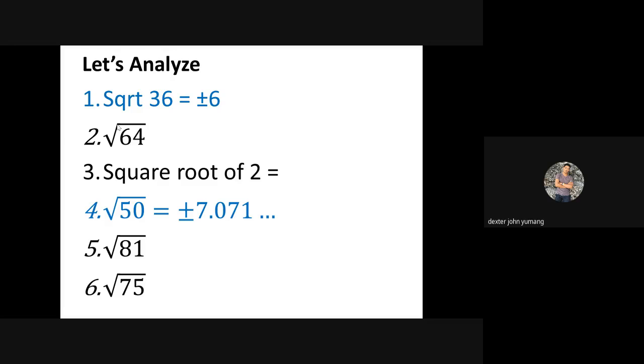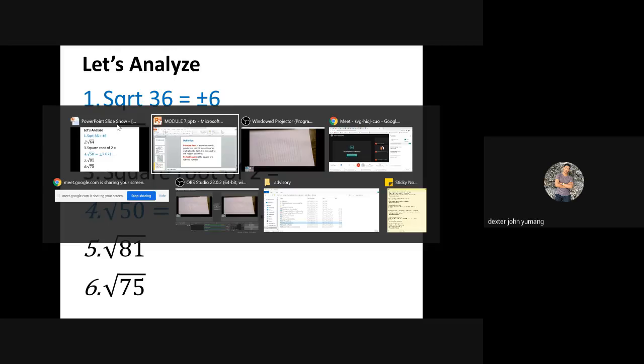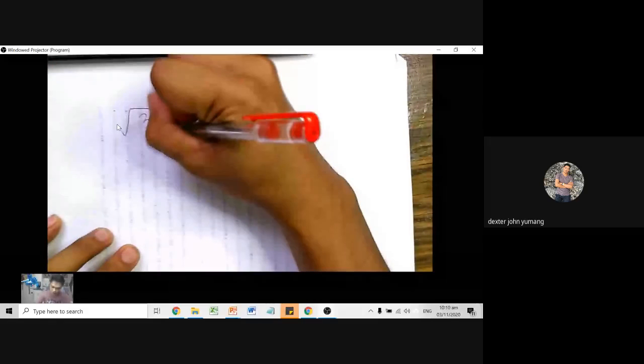Let's analyze this one. SQRT, to read that one, square root. Again, square root of 36 is equal to positive negative 6. Number 1, square root of 36 is equal to positive negative 6. So, isusulat po natin yan dito sa paper natin for a while. So, we have square root of 36 is equal to.